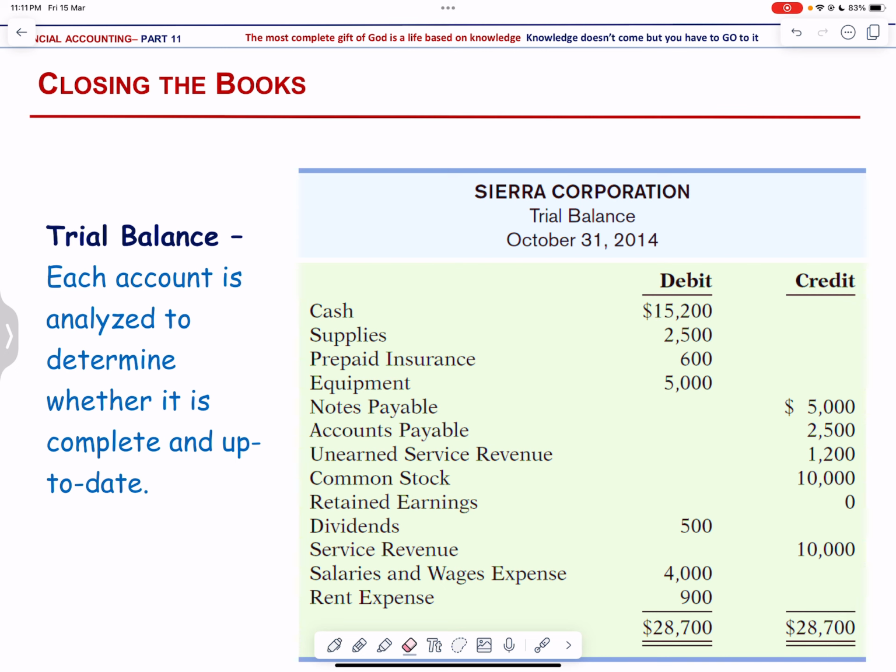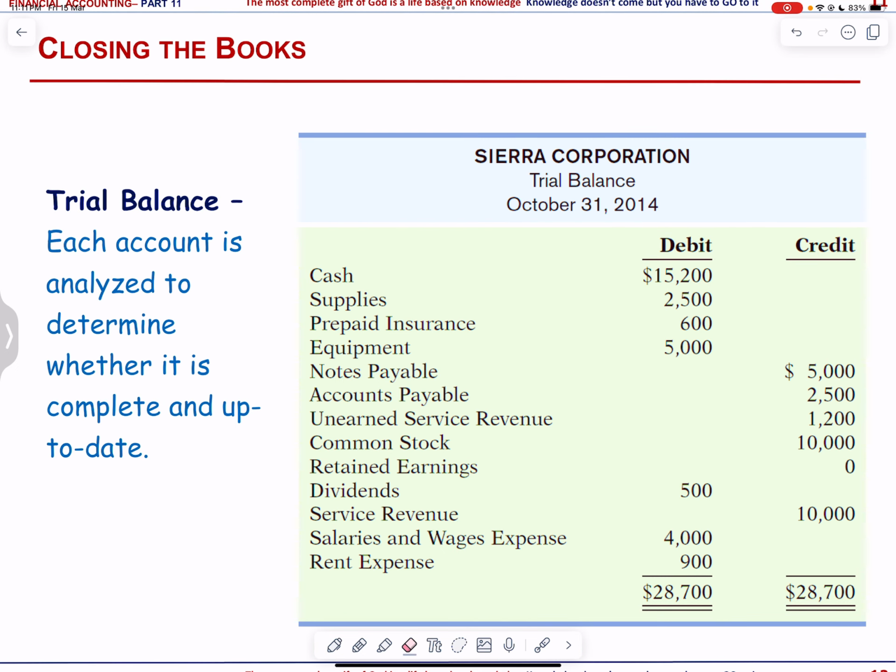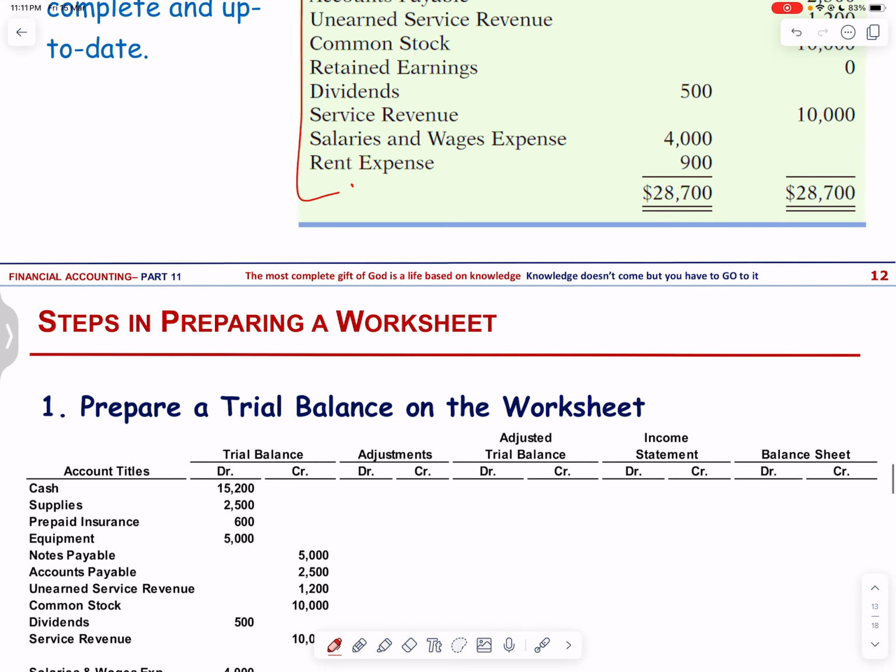We are simply using the trial balance that we have used in the previous video. That is, this is the trial balance. This is not the adjusted trial balance. This is simply the trial balance before we have made the closing entries.